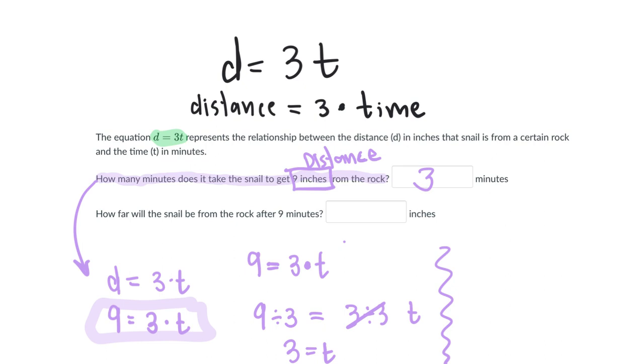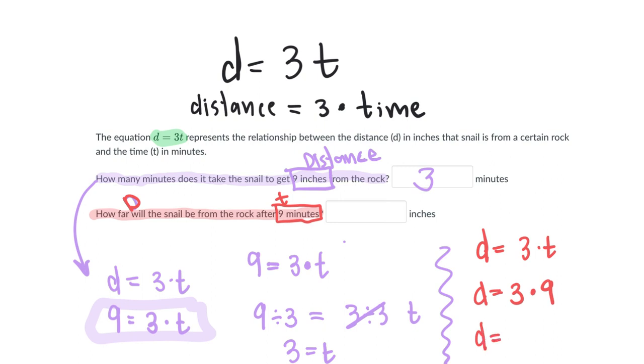The next question says, how far will the snail be from the rock after 9 minutes? So how far is our distance? And after 9 minutes is our time. So we know our time. We are trying to figure out our distance. So our distance is equal 3 times 9. Well, that's pretty simple. We just multiply those and we get 27 inches.